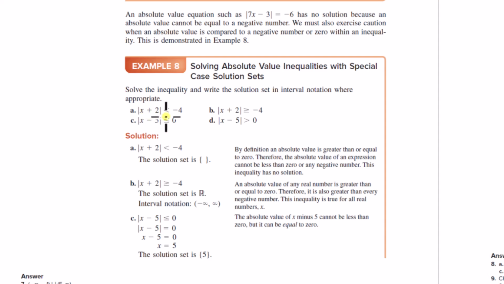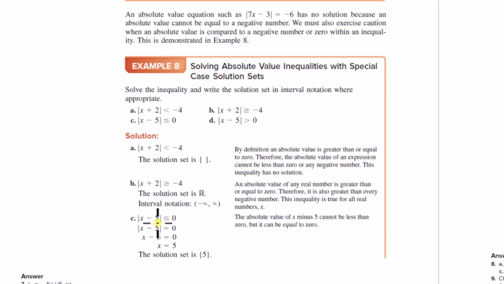The absolute value of x plus 2 is less than minus 4. There's no solution to this, because no matter what we plug in, the absolute value is going to be greater than 0, right? Now, if we take the opposite of that, let's flip this. Well, no matter what we plug in, it's always going to be greater than or equal to minus 4. So the solution set is all real numbers.